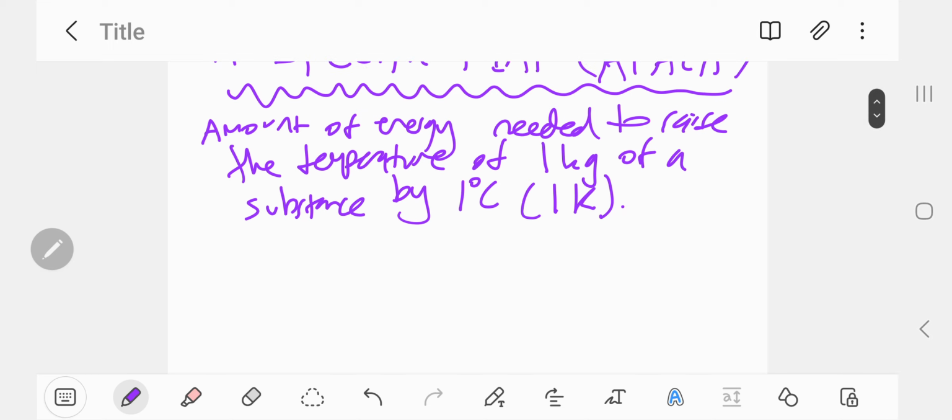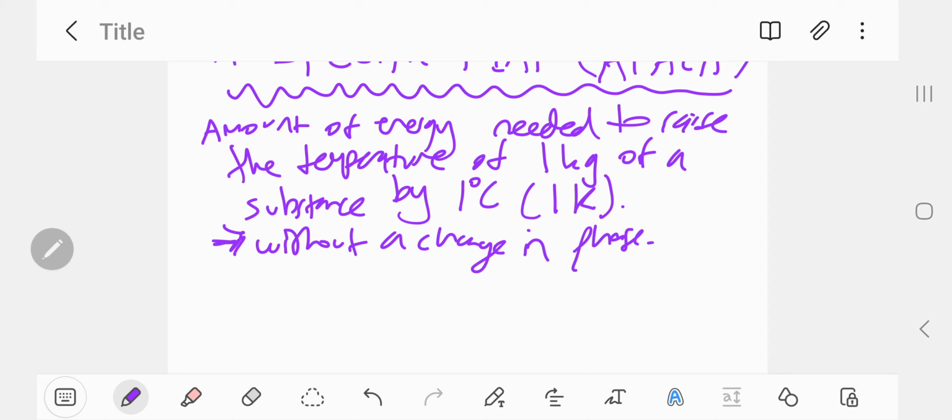Okay, so it's basically the amount of energy needed to raise the temperature of 1 kilogram of a substance by 1 degree Celsius, 1 degree Kelvin. And I should also mention here, I should stress, without a change in phase. What does that mean? Well, think of a slab of metal, some volume of metal here. It's basically that metal retaining its state, which is solid in this case. Okay, so long as it doesn't change form, specific heat capacity can be measured.